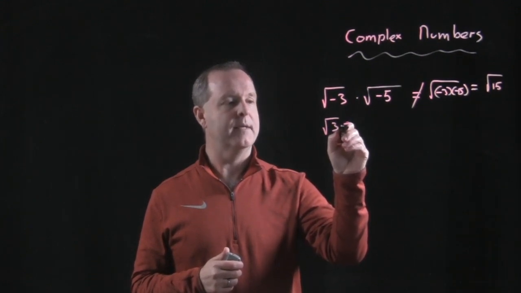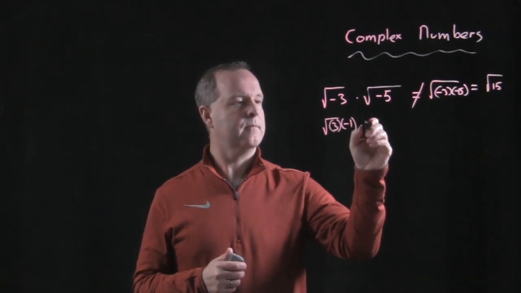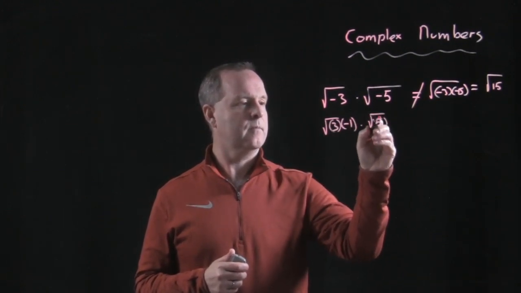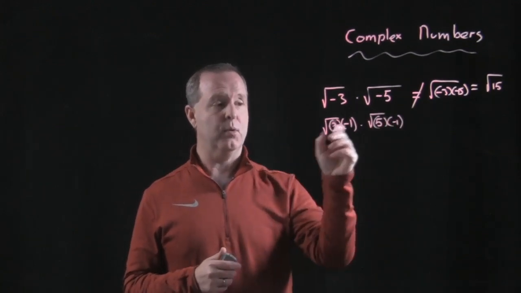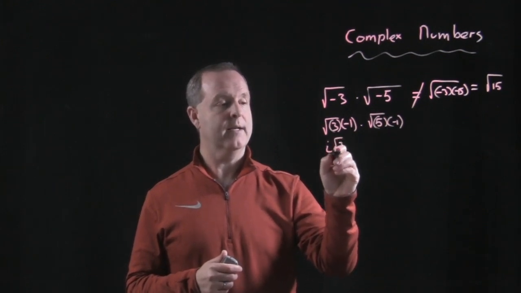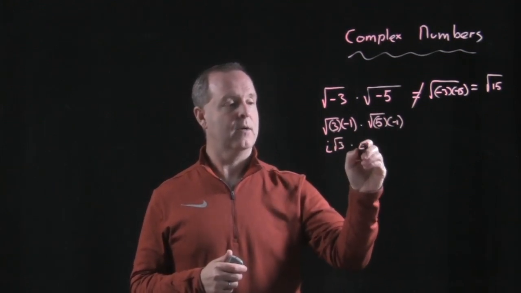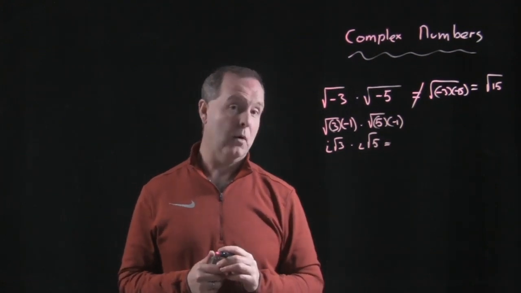Oops, sorry, is it -1? Let's write each one with their -1. So let's pull that out. So this is going to be an i root 3 times an i root 5. Then from there, we can multiply.